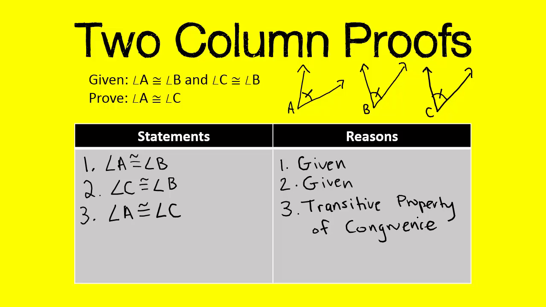So we have to put transitive property of congruence because we also have transitive property of equality, but that's for equations. And since we're dealing with the congruent symbol, we have to put transitive property of congruence. And since this was our goal, we were trying to get to this part. We wanted to end our argument with angle A is congruent to angle C. Well, I have that to be true because of the transitive property of congruence. Therefore, my argument, or my two-column proof, is complete. And that's how you write a two-column proof.